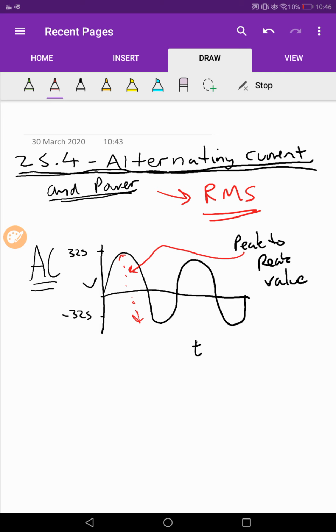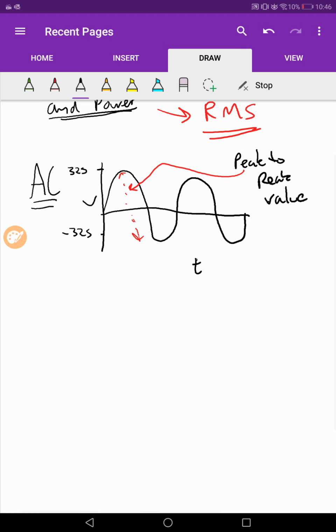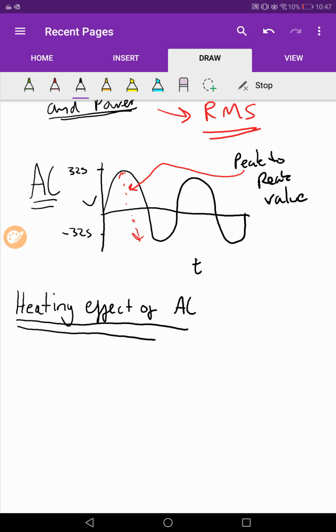Now, what is RMS and what's that all about? Now, the way we think about that is we want to look at the heating effect of an alternating current. Okay, so if we look at the heating effect, so what do I mean by that? Well, we've got a voltage and we've got a current.